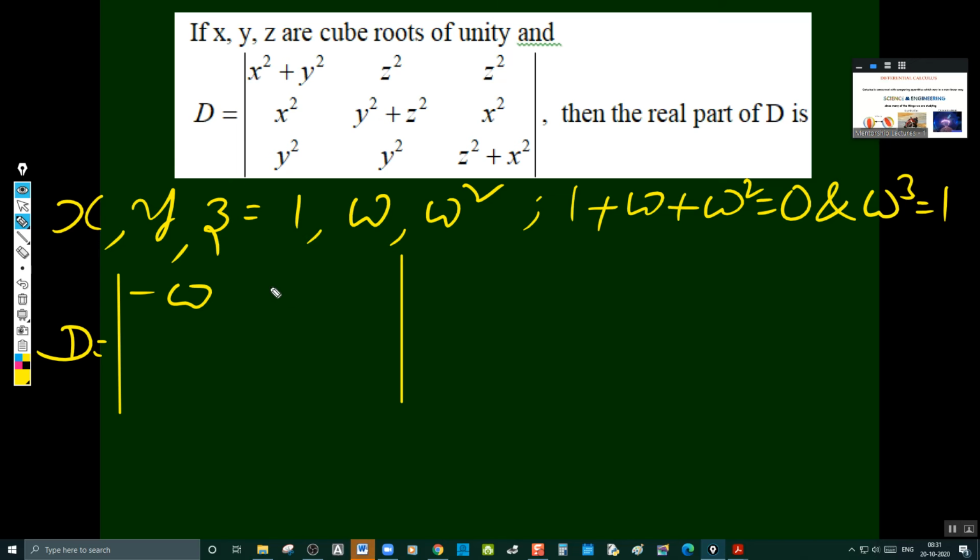Z square means omega power 4, which is nothing but omega. Again, z square means omega. X square means 1. Y square plus z square means omega square plus omega power 4. This is minus 1, and this is x square, 1. And y square is omega square, and y square again omega square. Z square plus x square is omega power 4, omega plus 1 minus omega square. Please simplify.